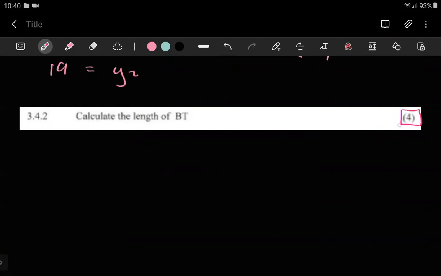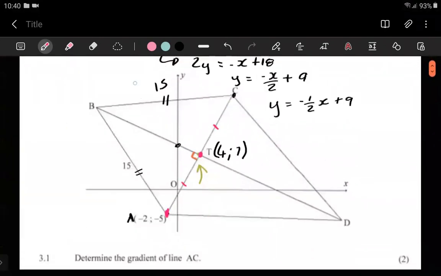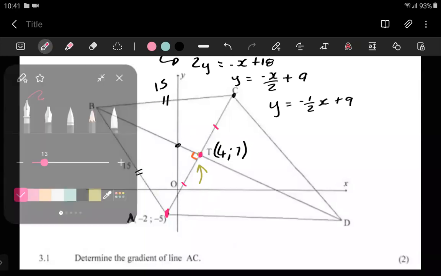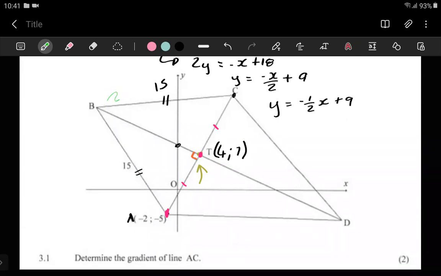Anyways, so this is a formal question. The one, the length of BT. So what can we do to get the length of BT, taking into consideration everything we have gotten so far? We need BT. What can we do? I mean, look at where BT is. I'm looking at it.